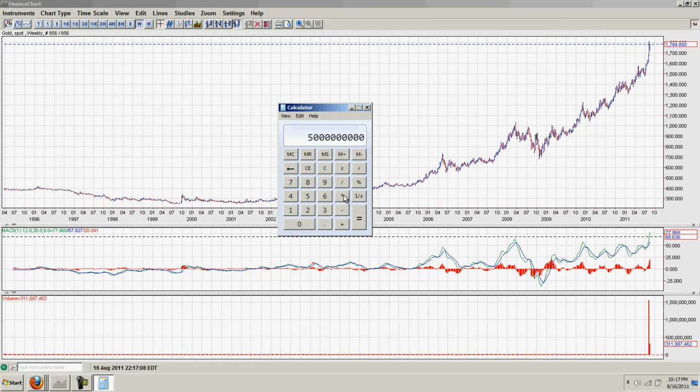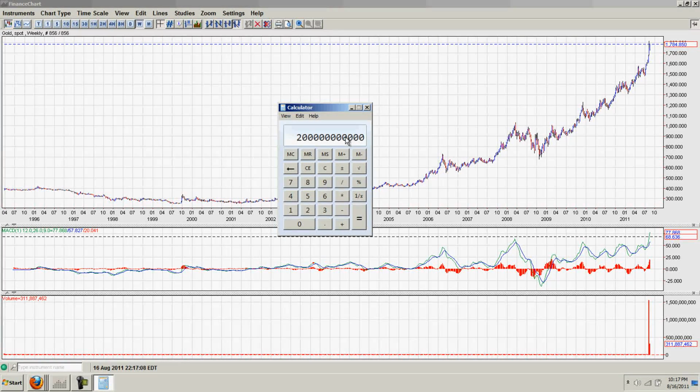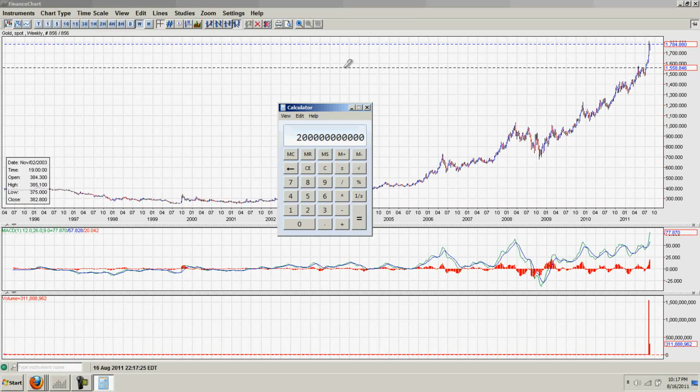We'll multiply that times current value, and we come up with a figure of $200 billion. So if they confiscated all the silver in the entire world at current value, they would have about $200 billion worth of silver.